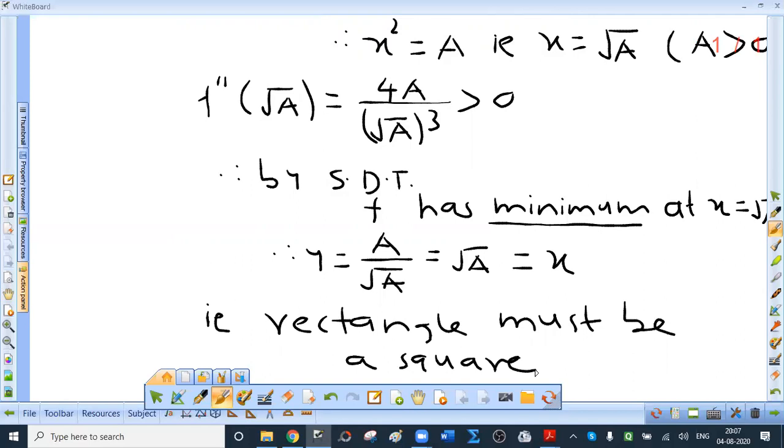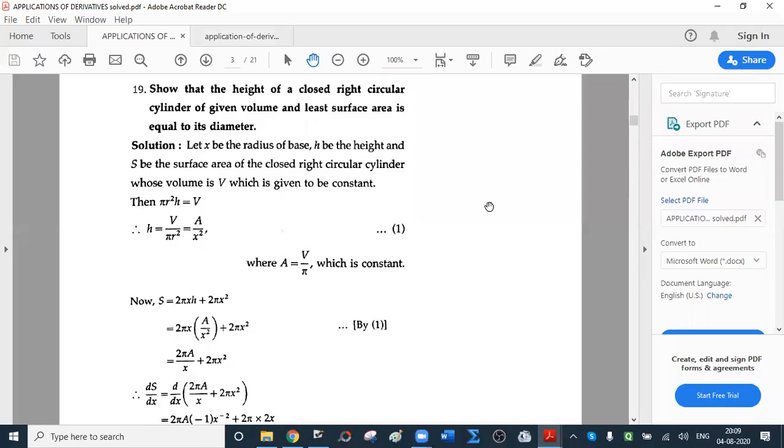It is better if you write this separately. Hence, amongst rectangles of given area, the square has the least perimeter. Now sum number 19, just listen to the explanation. You can write the solution afterwards.